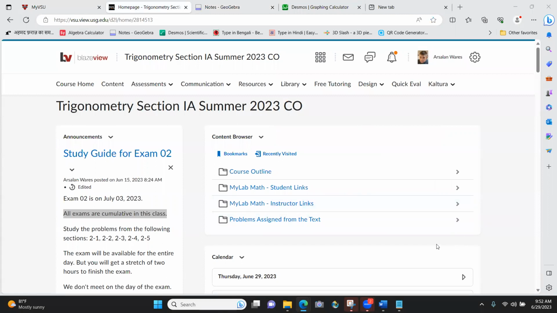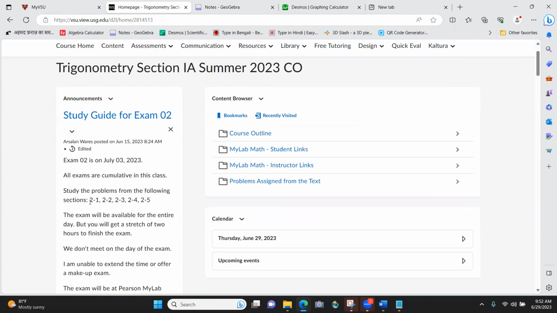This is Trig. Today is June 29th, and our exam is next class on July 3rd, and it's a cumulative exam. These are the sections we will cover: 2.1, 2.2, 2.3, 2.4, and 2.5. And the plan today is to work on 2.5. What is 2.5 about? 2.5 is about tangent function and cotangent function, secant function and cosecant function. So let's jump right into it.